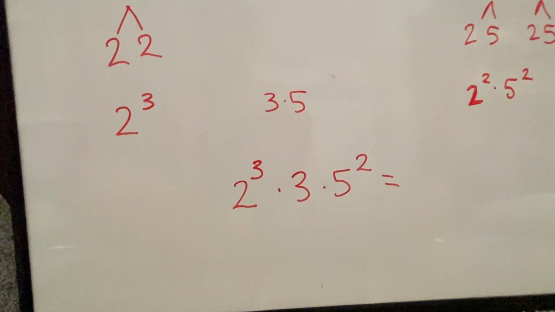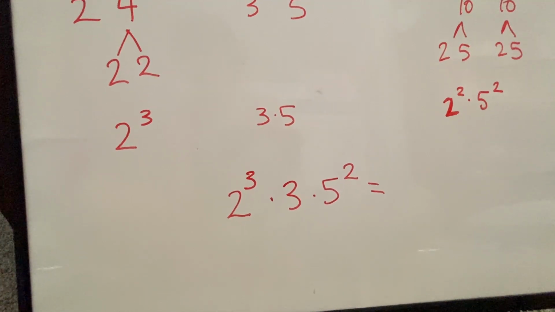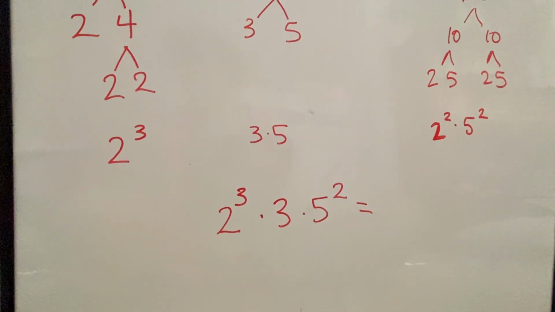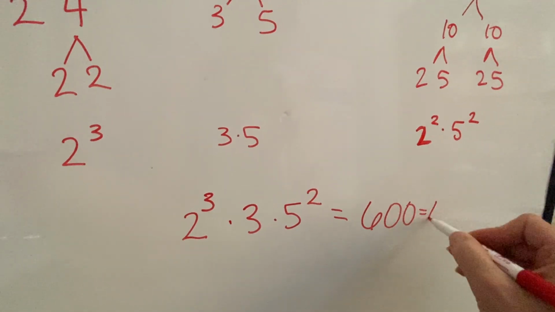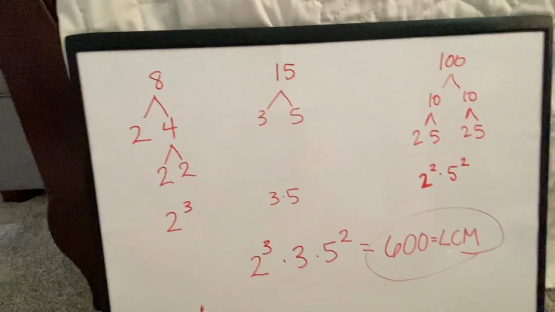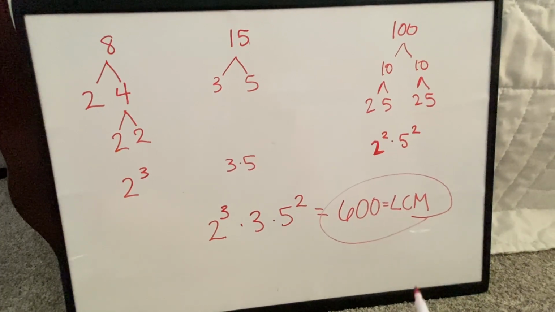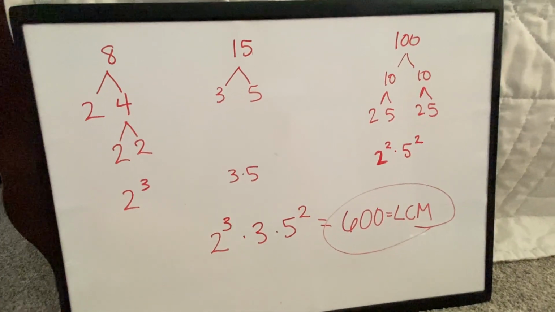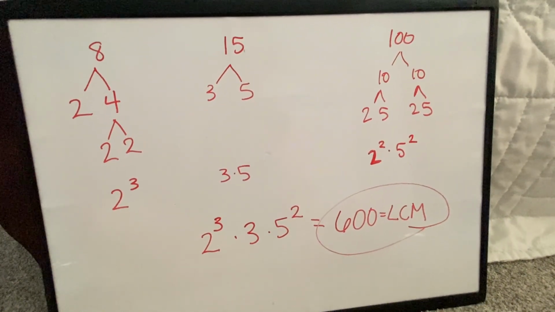Now you can use your calculator, your book, pencil and paper, notebook, but you need to figure out what 2 cubed times 3 times 5 squared is, because that is going to tell you your least common multiple of those numbers. If you were going to list the multiples of 8, 15 and 100 in a big long list, you're not going to find a common one until you get to 600. That is how you find the least common multiple of numbers when you don't want to write down every single multiple.